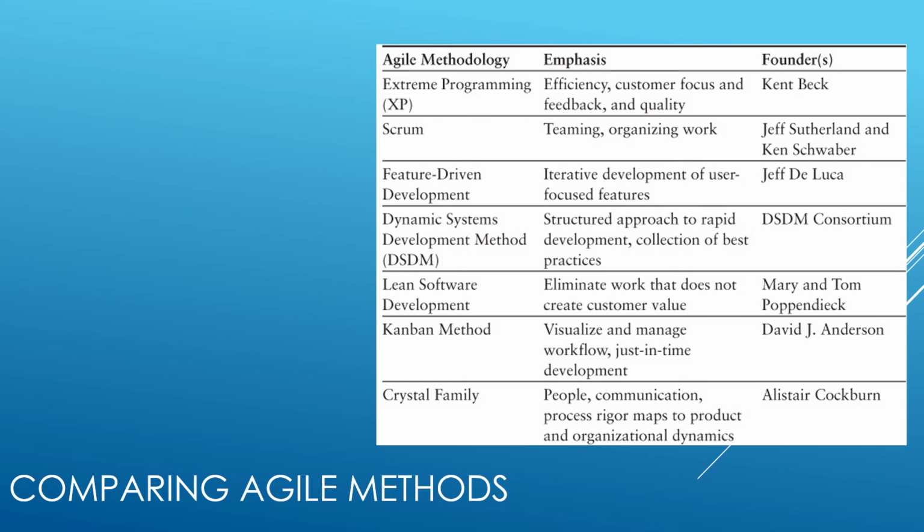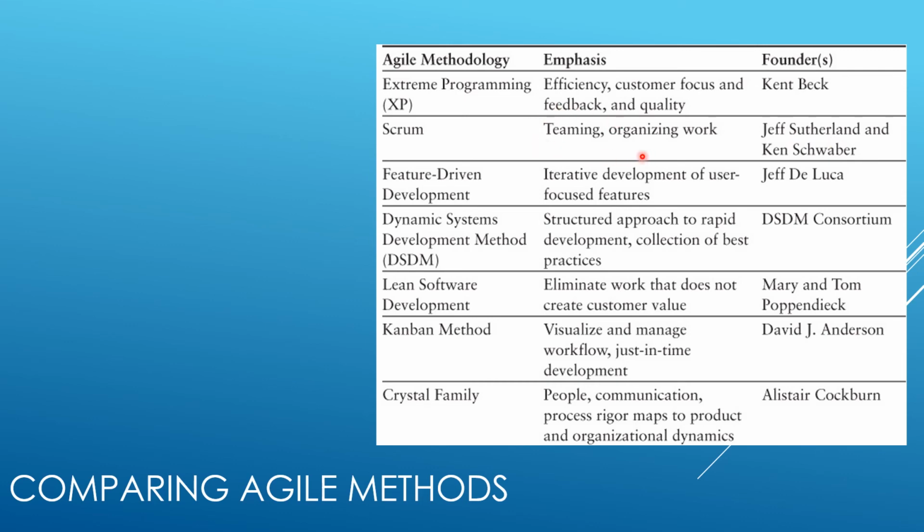So let's compare the agile methods available, what their emphasis is, and who founded them. Extreme Programming was founded by Kent Beck. I think we discussed yesterday the founding members of the Agile Manifesto, and Kent Beck is one of them. Extreme Programming focuses on efficiency, customer focus, quality, and feedback. For me, XP gives a lot of value addition in terms of engineering discipline and technical excellence. Scrum was founded by Jeff Sutherland and Ken Schwaber.